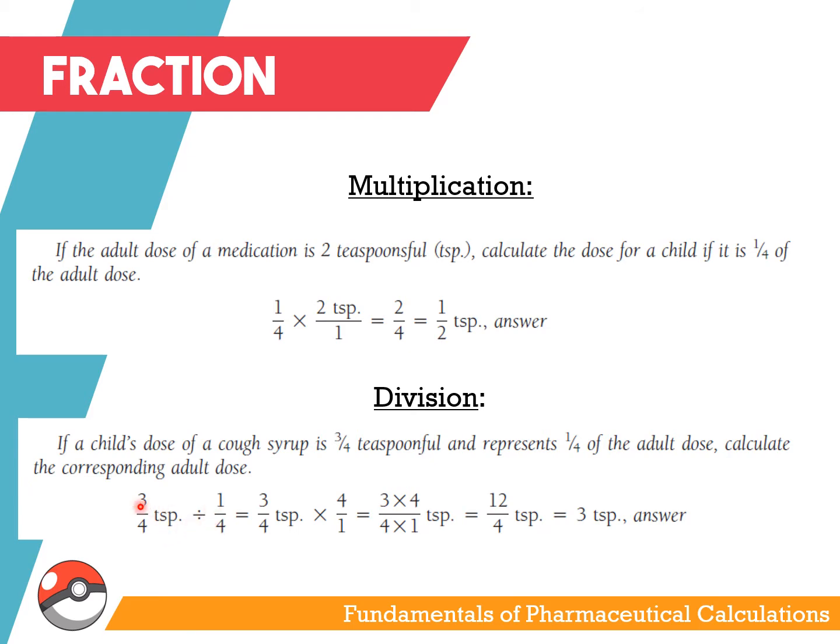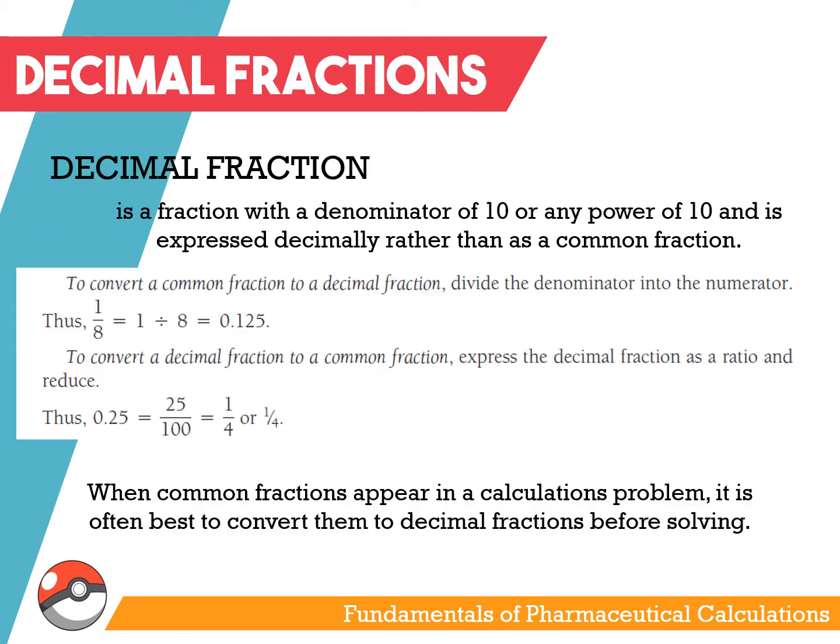So instead of simply dividing the numerators and the denominators, we would first find the reciprocal of the second fraction, that is 1/4. So we exchange the places of 4 and 1. So we will now have 4 over 1. So after that, we will proceed with multiplication. So 3 over 4 times 4 over 1 is equal to 12 over 4. And 12 over 4 can be simplified to 3. So the answer is 3 teaspoons.